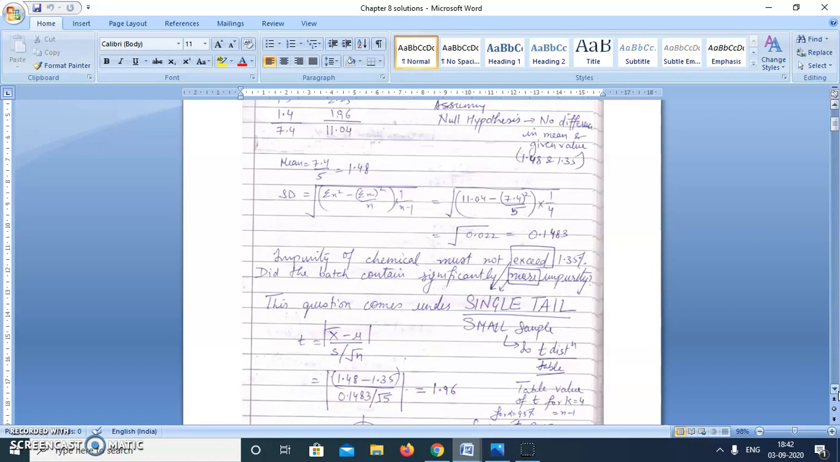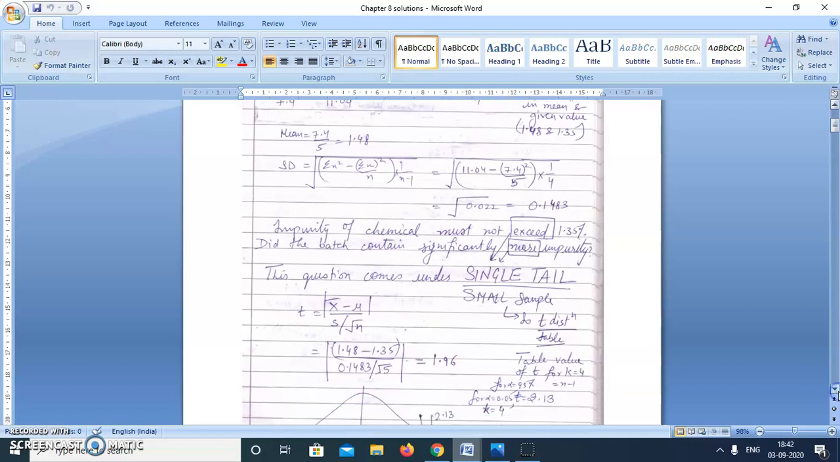Second, this question comes under single tail because they are asking that impurity must not exceed 1.35%. Impurity must not exceed, that means more impurity. The batch should not contain more impurity. It can contain less impurity, but it should not contain more impurity. So we are considering only one side of the distribution. So this test comes under single tail.